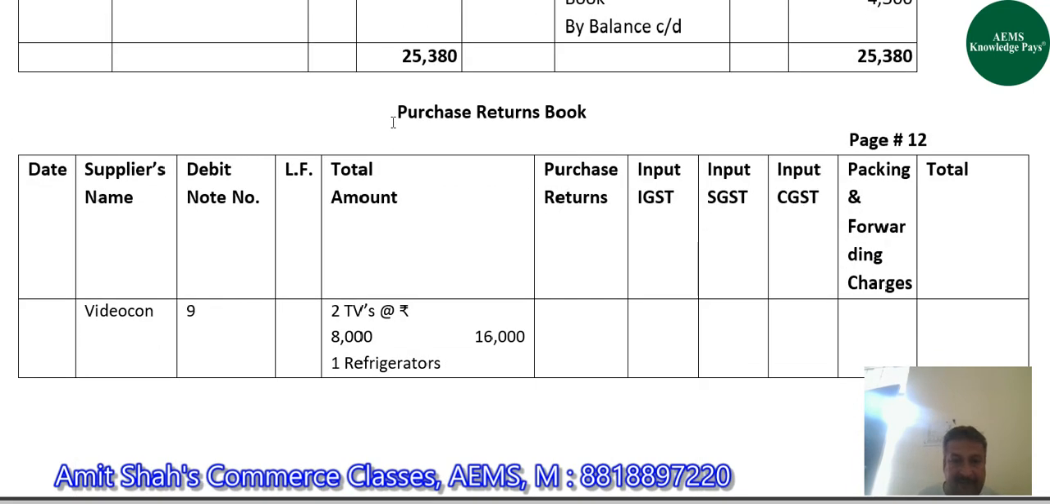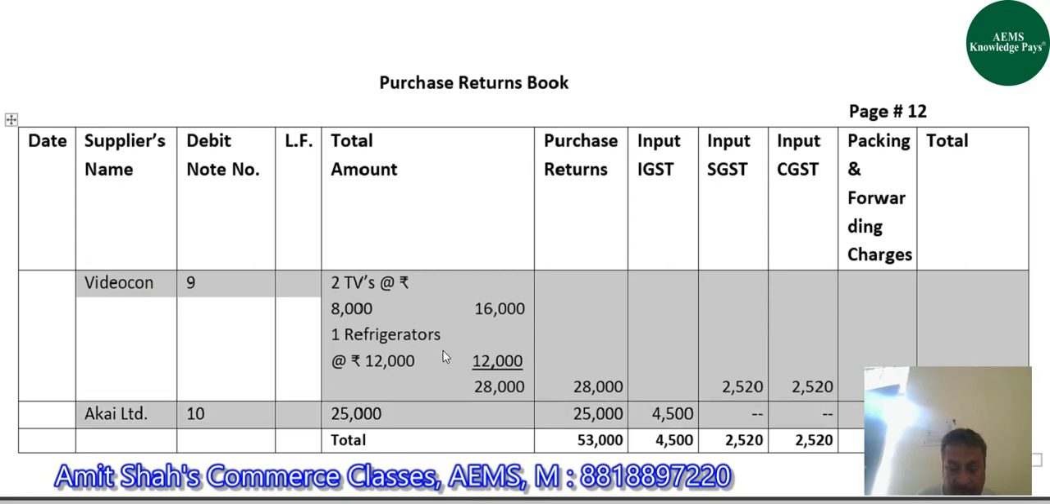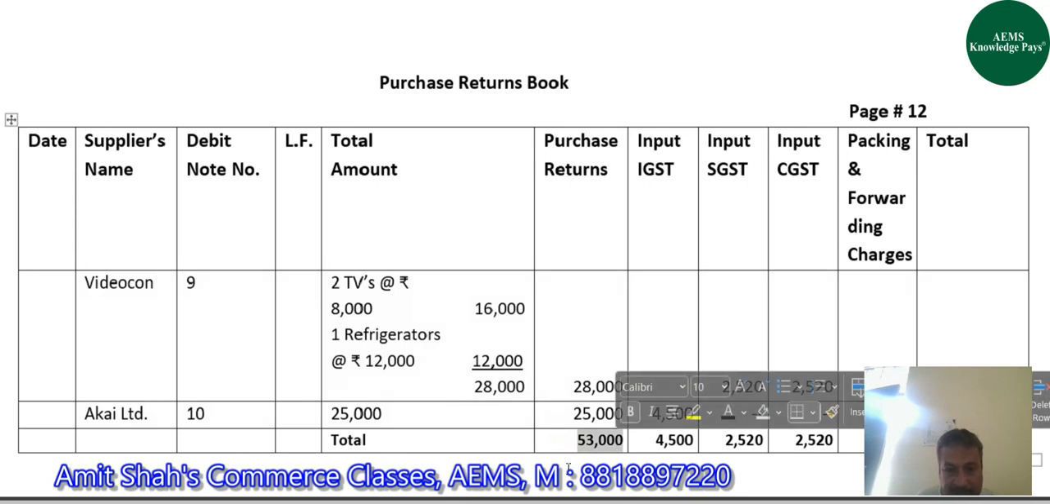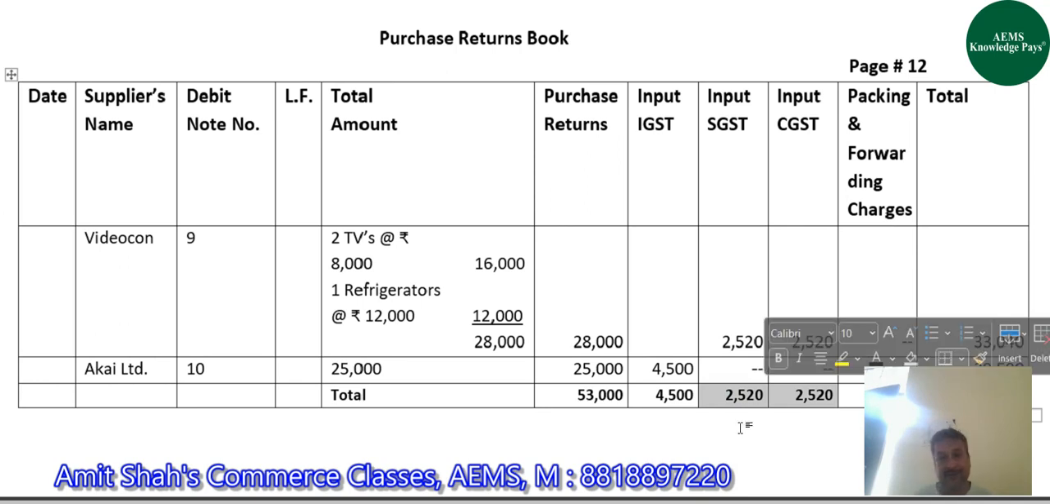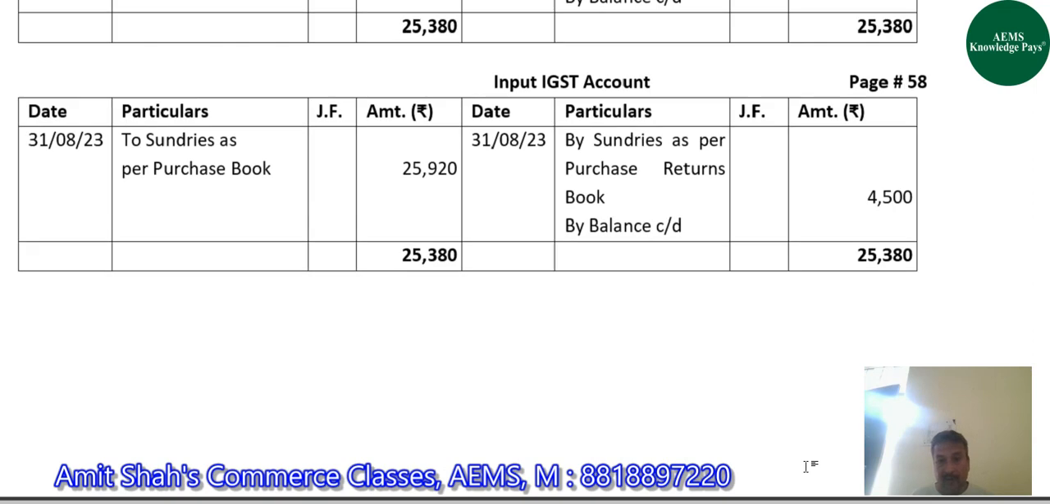So as far as purchase return book is concerned, guys, again, what we did in case of purchase book, that is after posting the transactions individually to individual suppliers' accounts, at the end of the month we have also transferred a total of purchase return to purchase returns account, total of input IGST to its account in ledger, and totals of input SGST and CGST account to their ledgers. Have you got me or not?